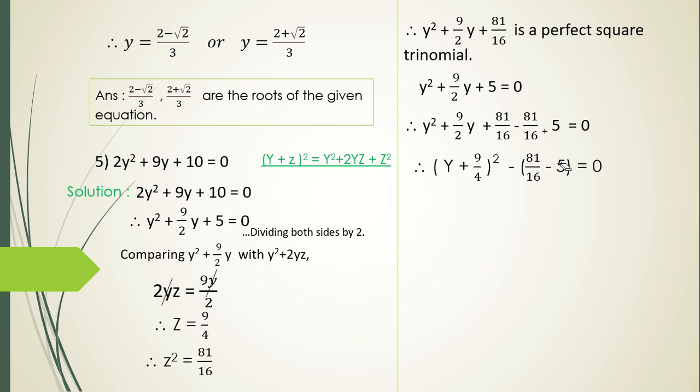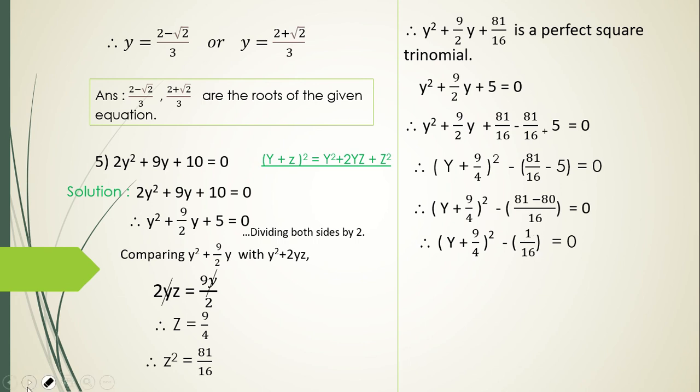Now cross multiply here. 16 fives are 80. So I get 81 minus 80 upon 16. So that is 1 upon 16. Okay. Now I have got a square term. I need to get b square here. So that is 1 upon 4, the bracket square. Okay. Now I got a square minus b square. So that is a plus b, a minus b.